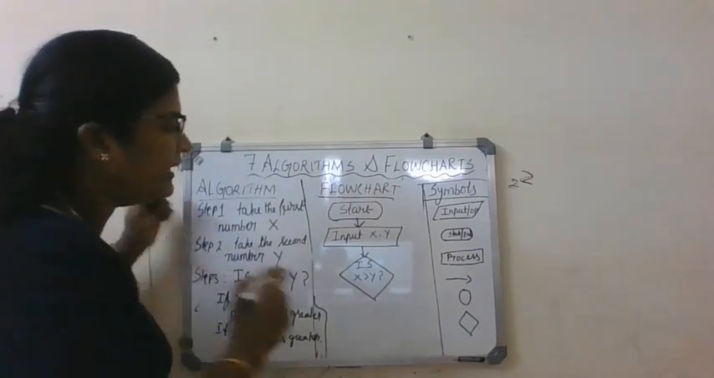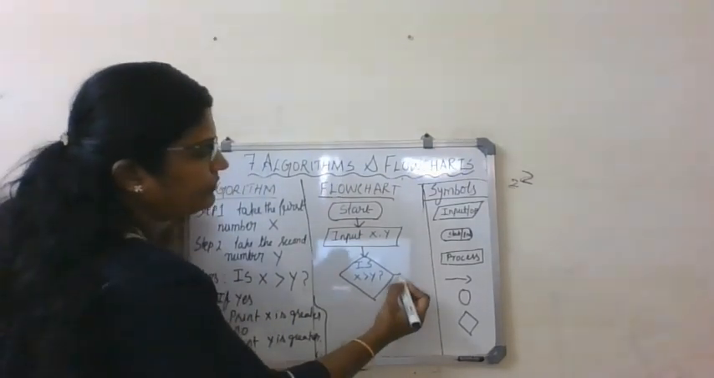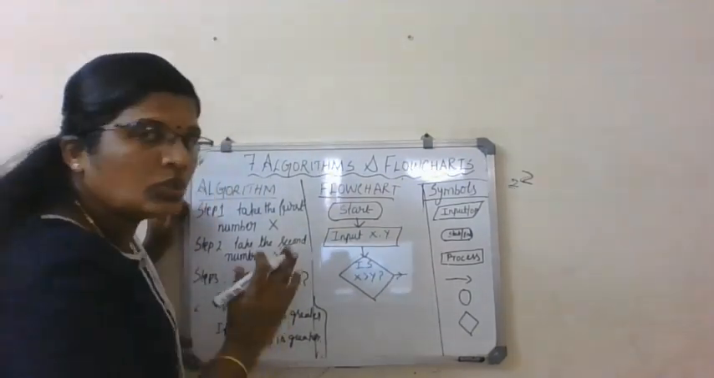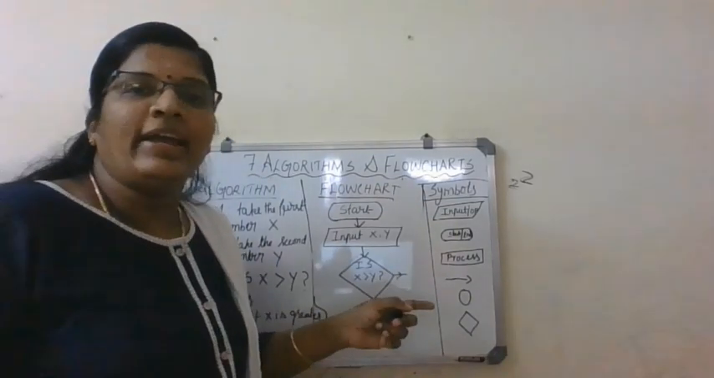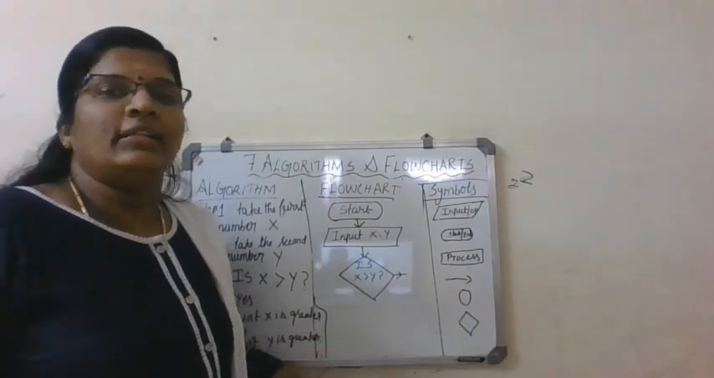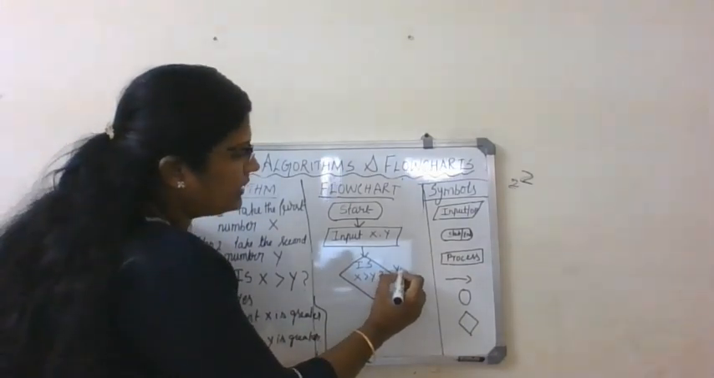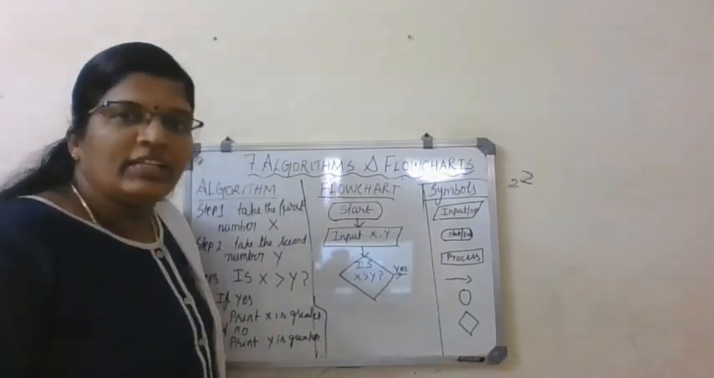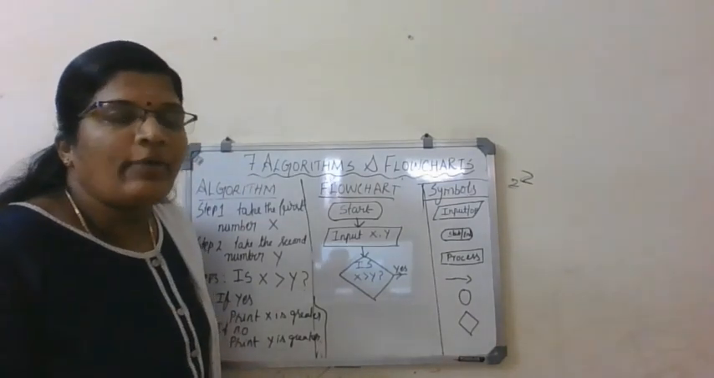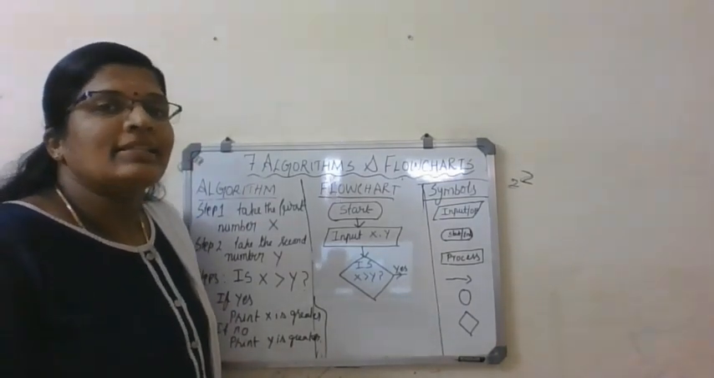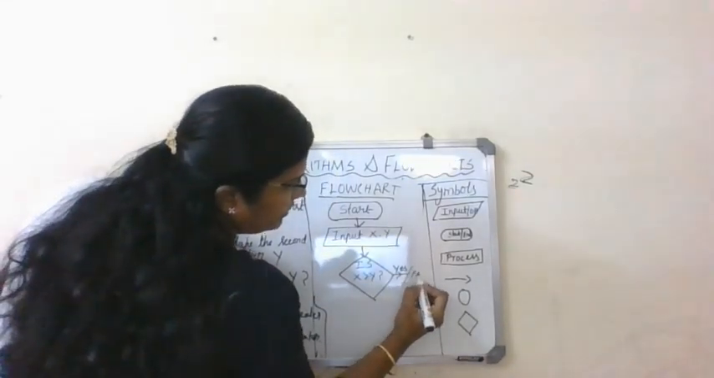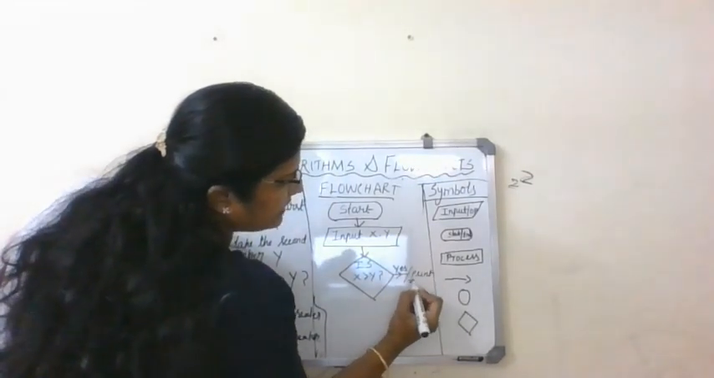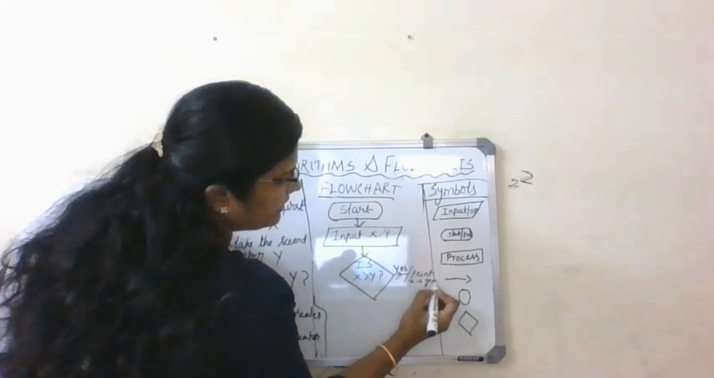Okay. So let me take this side first. So the arrow mark goes to the right side. On the right side, it may be yes or no, that doesn't matter. So I'm just writing yes at the top. If it is yes, what is the display I have to give? Print x is the greatest number. Okay, print x is greatest.